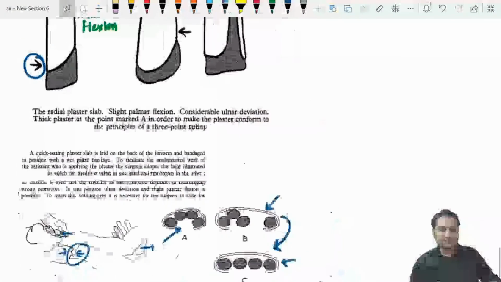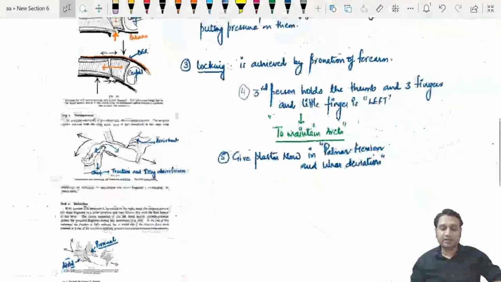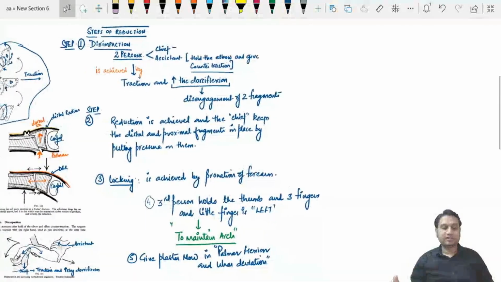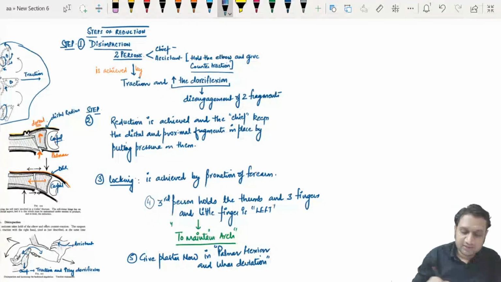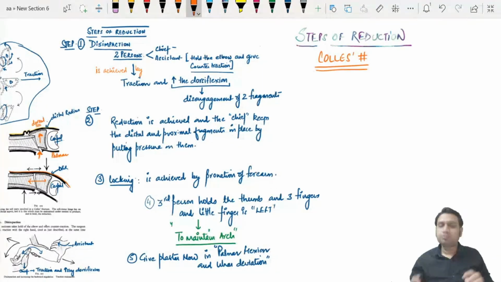Right? So these are the steps of reduction of Colles fracture. That is, I guess, sufficient for UG level to answer for your PG exam. So this is in one screen you can see, right? These are the steps of reduction of Colles fracture. It is named after Abraham Colles, the Colles fracture. I hope these small points, the images have helped you understand how to reduce the Colles.